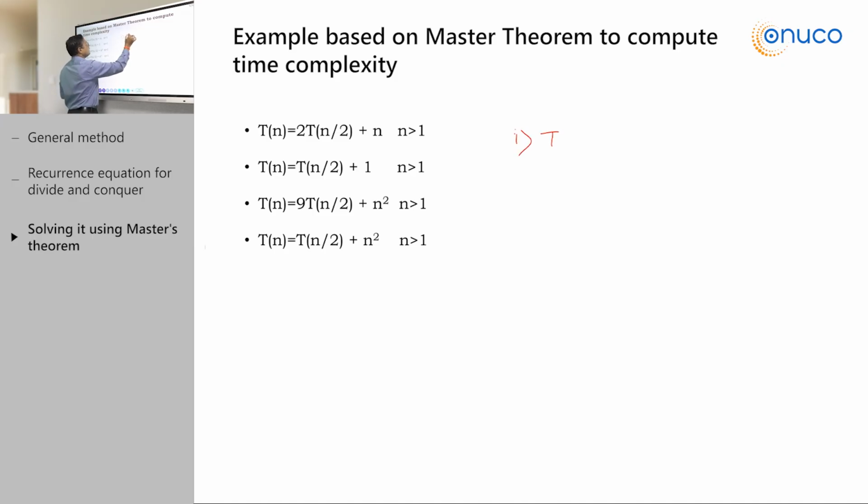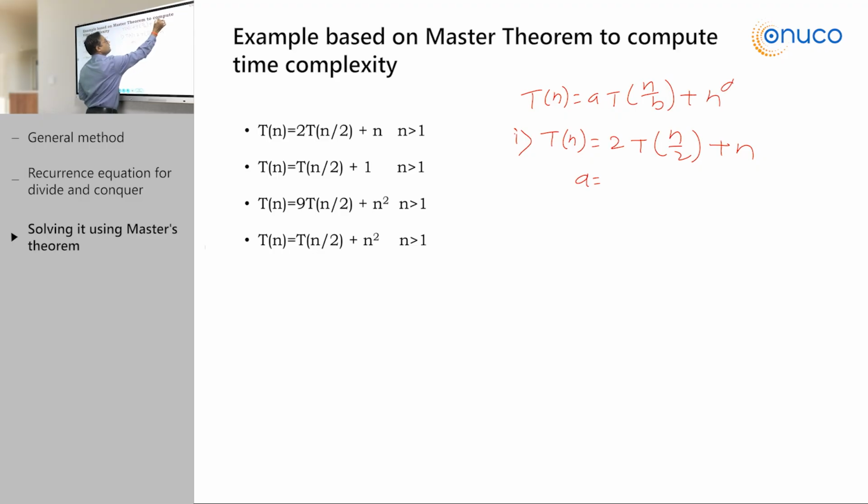It is T of n is equal to 2T of n by 2 plus n, right? Now, in this particular case, we are going to identify what A is. If you compare with the standard form, T of n is aT of n by b plus n to the power d. So A is 2. Now, what is the B value, friend? You can see that n by b is n by 2, so B is 2. And what is the d value? Compare these parameters. D is 1, so we can write 1.